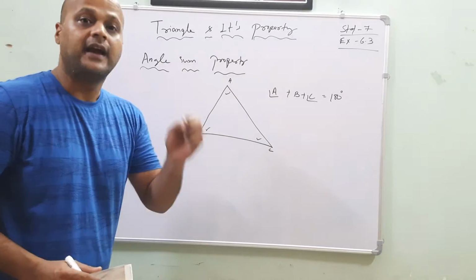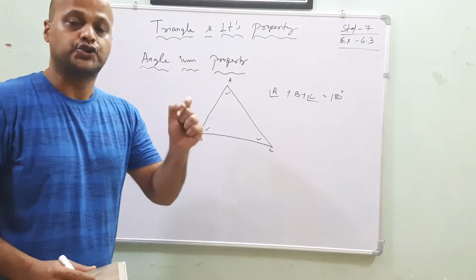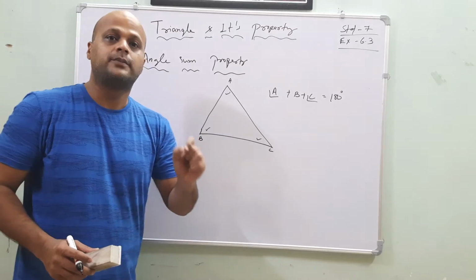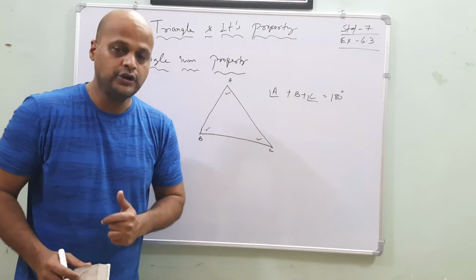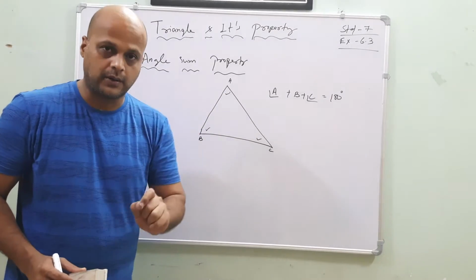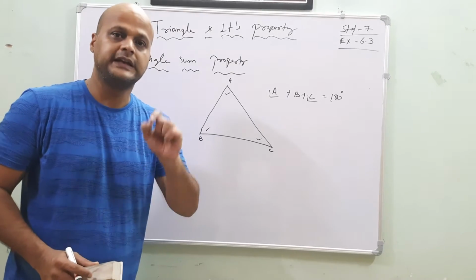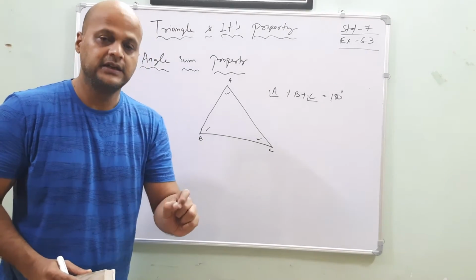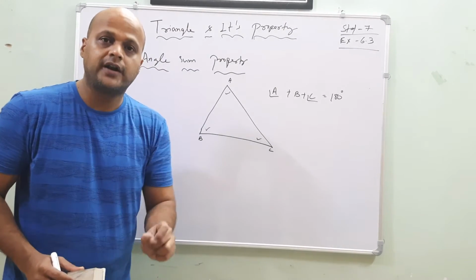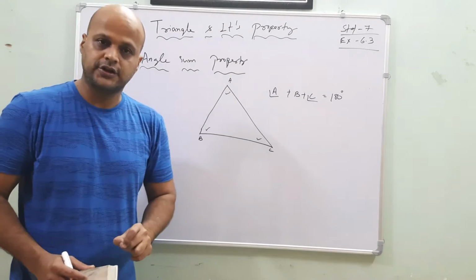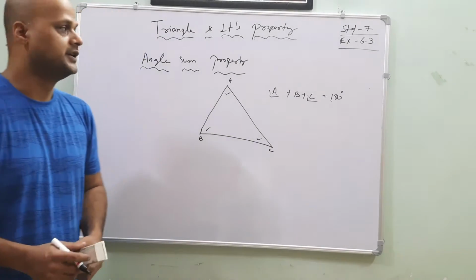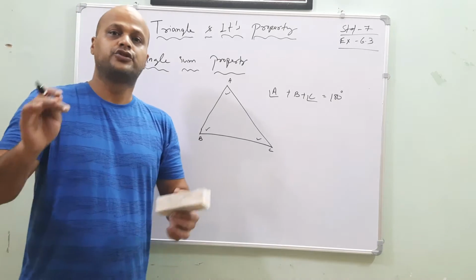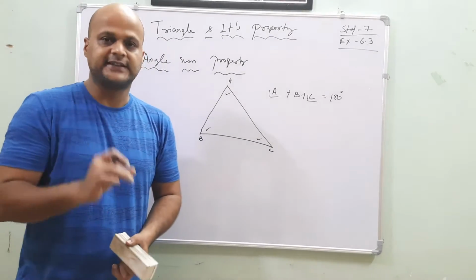What is that? Angle sum property. So in angle sum property, what do you know? That the sum or the total of interior angles is equal to 180 degree. Understood? Okay, very good. Now it is your topic, it is there in your exercise.